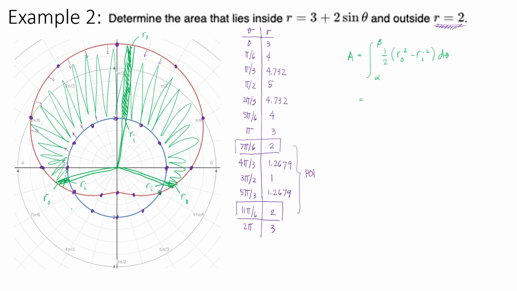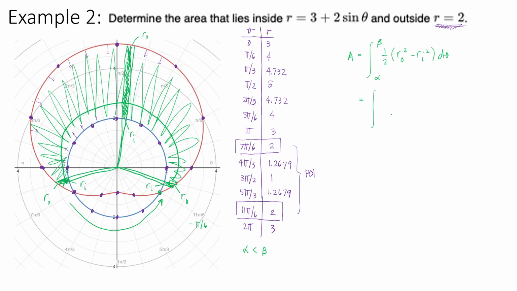But notice that 7 pi over 6 going towards 11 pi over 6 would be in this direction, di ba? And it's not covering the area. So to cover the area, we must start with this point, the 11 pi over 6, going towards 7 pi over 6, which covers the entire area. But our concern here is that our alpha must be lesser than beta, di ba? And it cannot be that 11 pi over 6 will be alpha. So instead of 11 pi over 6, we get its negative counterpart, which is negative pi over 6, so that it can be applied as an alpha angle.